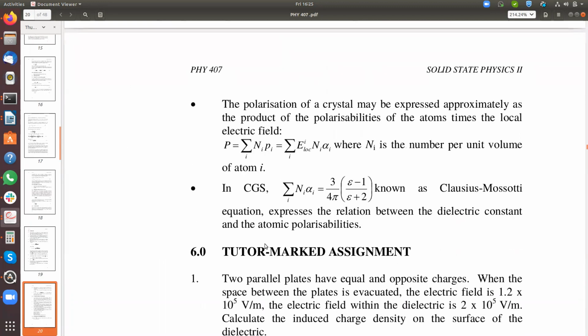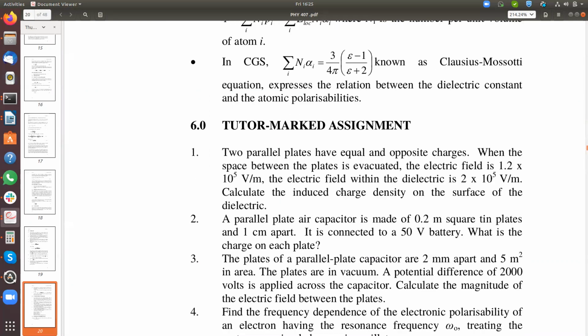So also, we have talked about polarization of the crystals, which can be expressed in this format, and this is in SI, and which is known as the Clausius-Mossotti equation, which I told you only works well for non-polar systems. But once you have a polar liquid or solid, it doesn't work, it fails. So what you need to do is to try to solve this problem.